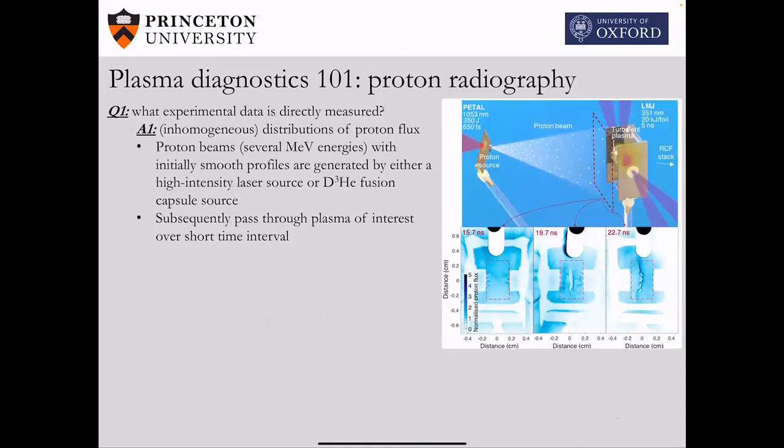The final diagnostic we use on basically all of these experiments is proton radiography.